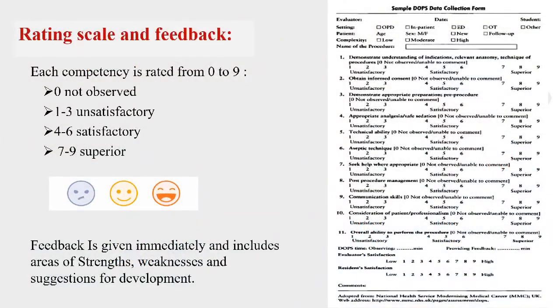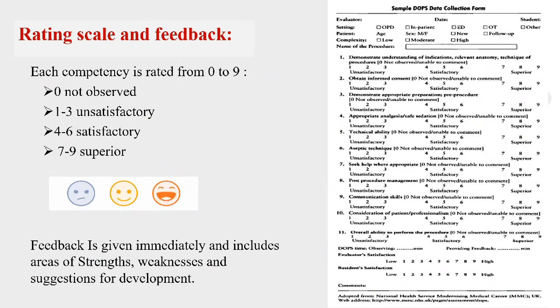We use the DOPS form to assess our candidate. So the form consists of multiple parts. The first part is general information about the evaluation date, the student name, the setting, the complexity of the procedure, and the name of the procedure. The second part is about the 11 competences that we will assess our candidate in.